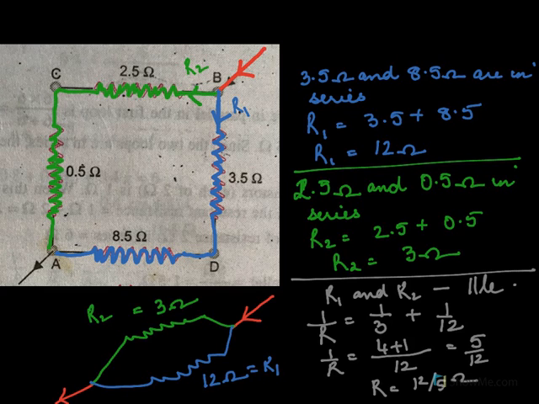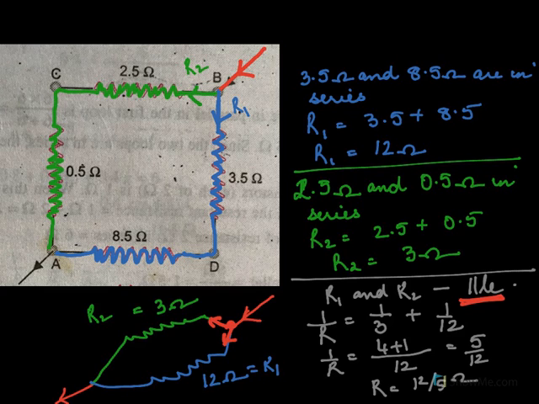And how do I know that this is in parallel? Because see, at this point here, the current is splitting into two parts. One part on this side, one part on this side. The same current is not flowing through 3 ohms and 12 ohms. Therefore, I say 3 ohms and 12 ohms are connected in parallel, and I use the parallel formula.